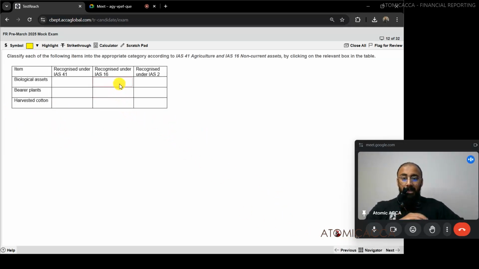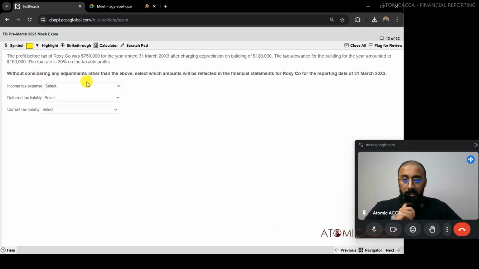Classify each of the following items into the appropriate category according to IAS 41 and IAS 16 by clicking on the relevant box in the table. Biological assets, bearer plant. Bearer plant, we know it's IAS 16. Biological assets, all these fruits and things, we know it's IAS 41. And harvested cotton. Until the point of harvest, it is IAS 41. But post harvesting, it becomes inventory in the company, so it is IAS 2. So these three are the options. So that is done.